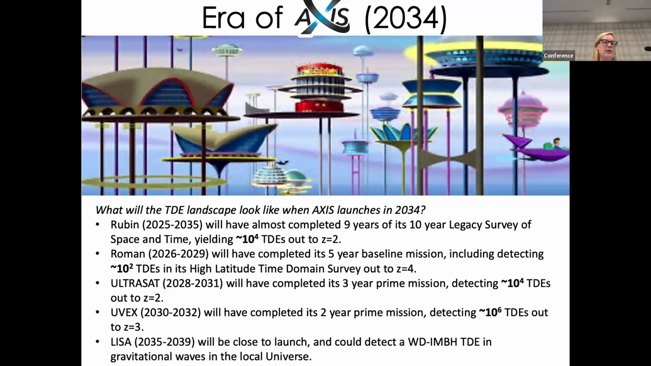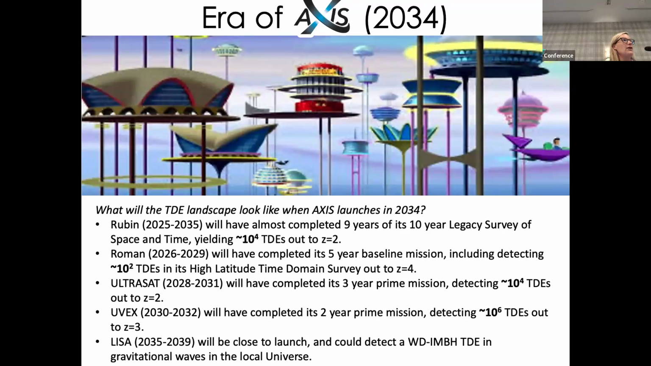So in 2034, Rubin will have almost completed its Legacy Survey of Space and Time and detected almost up to 10,000 TDEs out to redshift 2. Roman will have completed its 5-year baseline mission, detecting 100 TDEs with excellent light curves out to redshift 4. Ultrasat will have completed its 3-year prime mission, detecting another 10,000 TDEs out to redshift 2. UVEX will have completed its 2-year prime mission, detecting an unprecedented number of 1 million TDEs out to redshift 3.